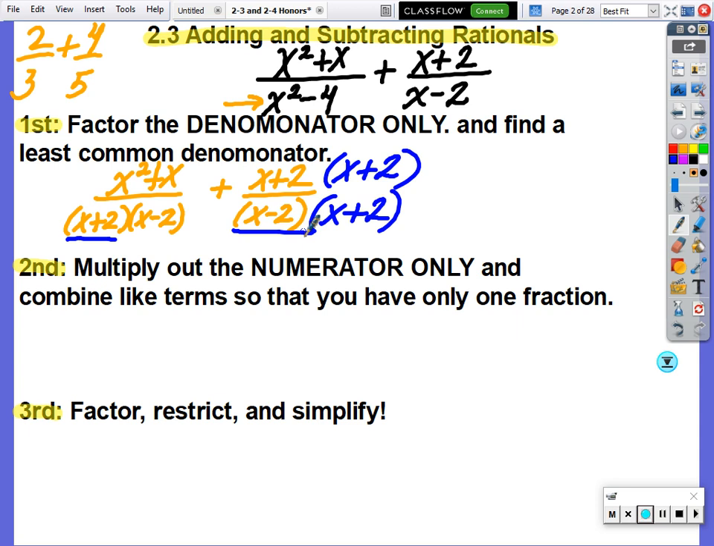The reason we do that is because we have to be able to combine like terms in the numerator. To do that, I've got to have all this stuff in standard form, right? Otherwise, you don't know what to combine. So we're going to just simplify the top, essentially.